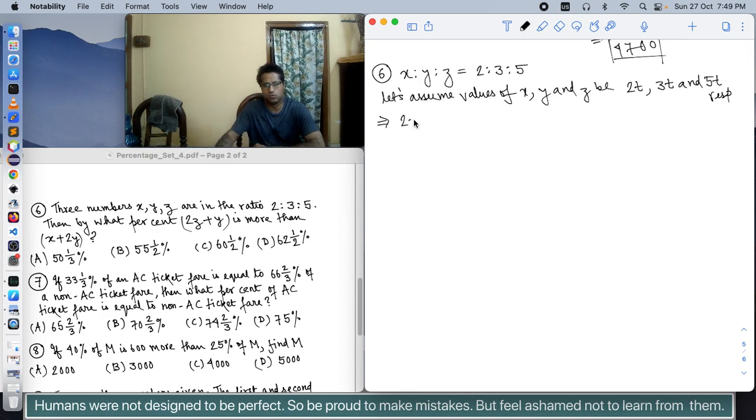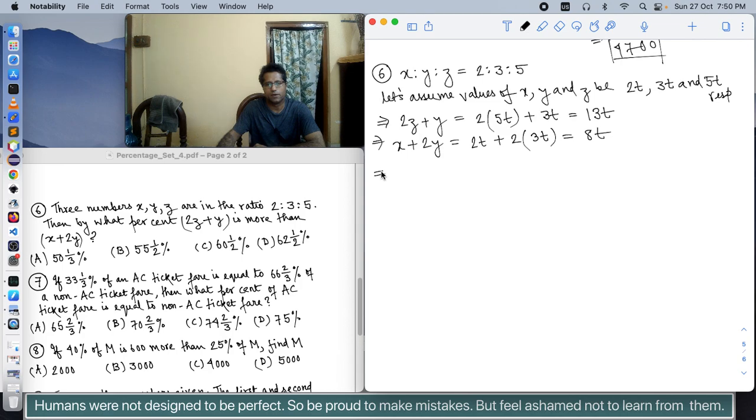So what is then 2z plus y? This is equal to 2 times z, z is 5t, plus y is 3t. This is equal to 10t plus 3t, that is 13t. Also x plus 2y will be equal to x is 2t and 2y, y is 3t, so 2y becomes 6t. 2t plus 6t is 8t.